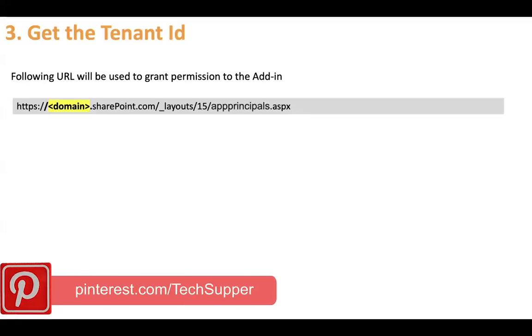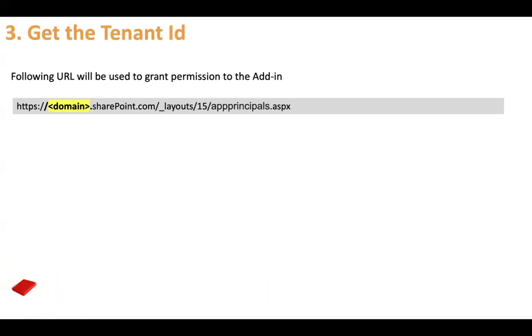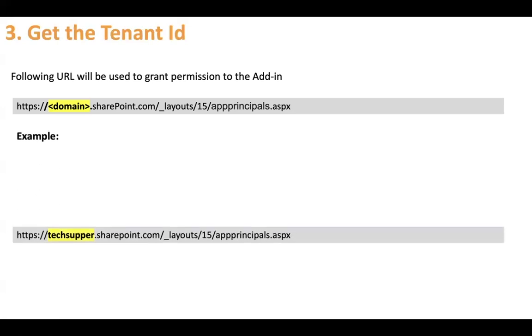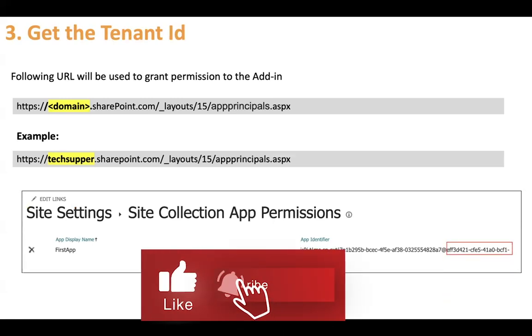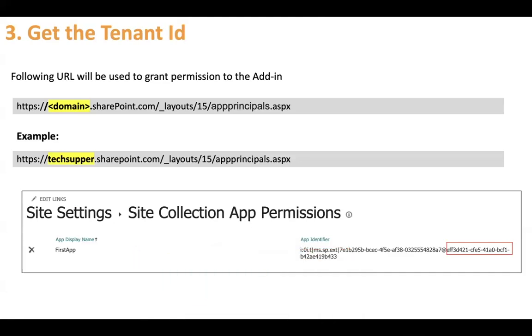The third step is to get the tenant ID. This tenant ID is unique for each SharePoint tenant and will be used while generating the access token. Again, the URL would be domain.sharepoint.com/_layouts/15/appprincipals.aspx. When you hit this, it will give you a page where you will find the tenant ID after the at sign. You have to copy it completely and keep it somewhere, because we will be needing it when we call the access token API.